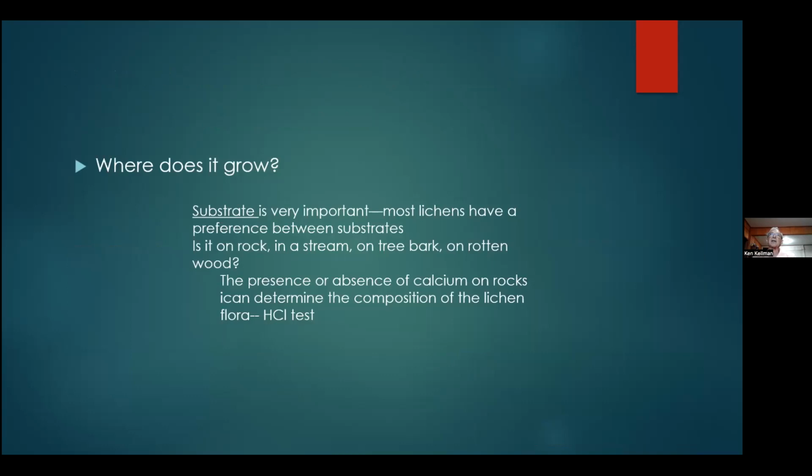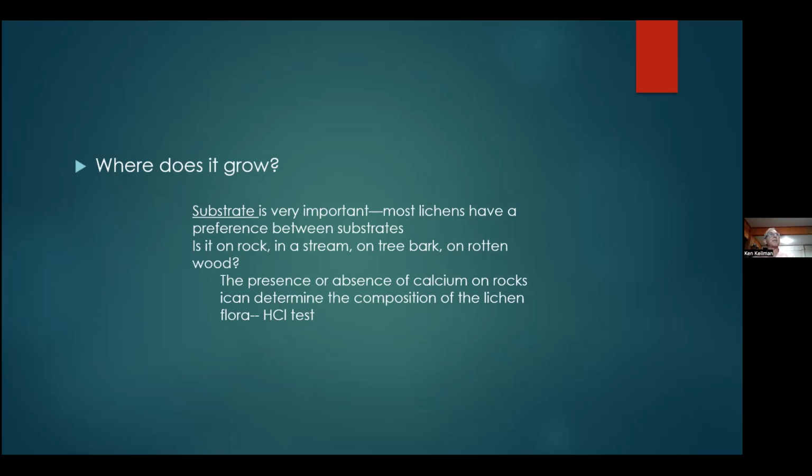What is that lichen growing on? What substrate is it growing on? Most lichens have a preference between substrates, whether it's on rock or on tree bark, on rotting wood in a stream. You'd like to know if the rock it's growing on has calcium in it. You can do a test with hydrochloric acid, which you can buy in a hardware store, by the way. And if you put a drop of that on a rock with calcium in it, it bubbles.